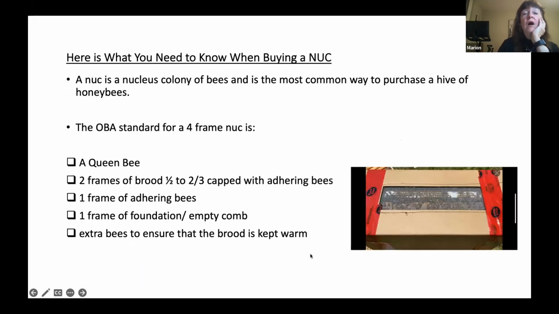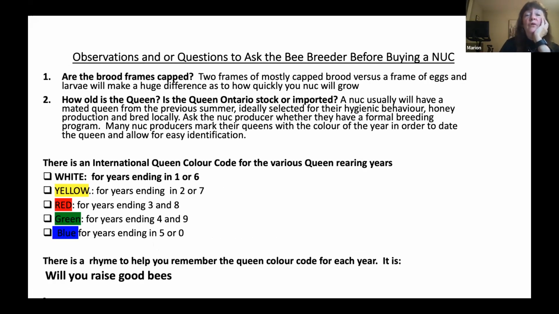So what you need to know if you are buying a nuke. A nuke is just a nucleus colony of bees, and it's the most common way to purchase bees for your hive. The OBA standard is a 4-frame nuke with a queen bee, 2 frames of brood, half to 2/3 capped with adhering bees, 1 frame of adhering bees, 1 frame of foundation, and extra bees to ensure that brood is kept warm. Observations you need to make if you're going to that bee breeder: are the brood frames capped? 2 frames of mostly capped brood versus a frame of eggs and larvae will make a huge difference as to how quickly your nuke will grow.